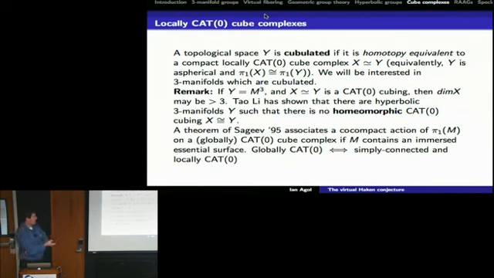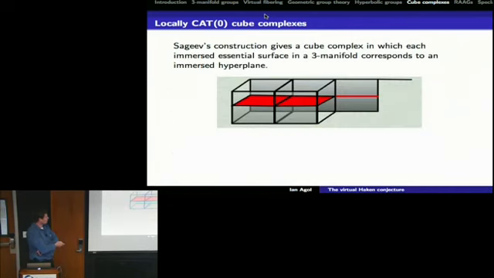So there's a theorem of Sageev, from his thesis at UC Berkeley with Andrew Casson in 1995. A special case of his theorem says that if you have a three-manifold that contains an immersed pi-1 injective surface, then you have an action of the fundamental group of that manifold on a globally CAT(0) cube complex. By globally CAT(0), I mean just CAT(0): simply connected and locally CAT(0). What Sageev's construction does is give a cube complex in which each hyperplane corresponds to an immersed essential surface, or rather a lift of that to the universal cover.